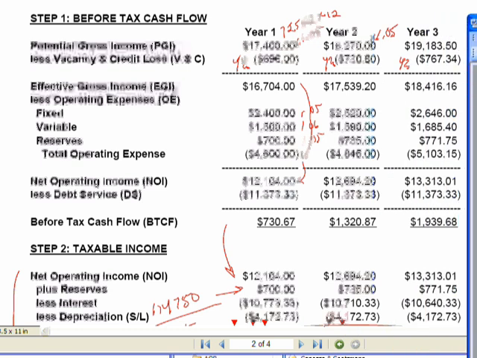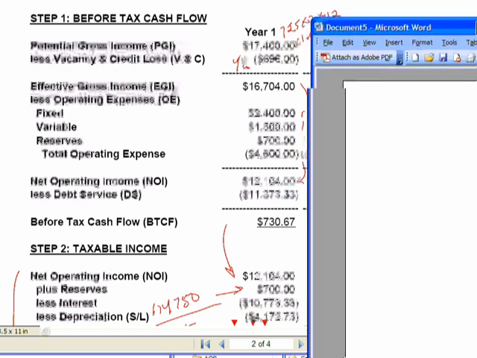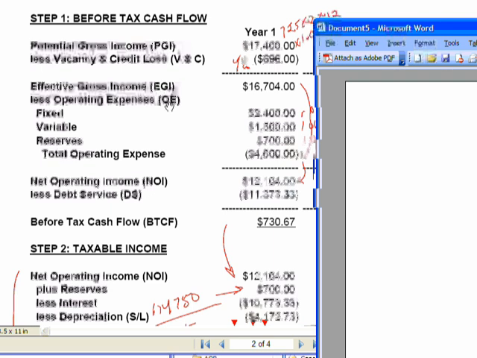Notice the debt service doesn't change each year. Each year it's $11,373.33. It's the rate the mortgage is being amortized that changes each year. The debt service is constant. It's the same payment every year. Now, subtracting out the debt service, that gives us before tax cash flow. So for the first year, it's $730.67. So we just created the operating statement, or the pro forma, for the property for year 1. From PGI minus vacancy and credit loss equals EGI, minus your operating expenses equals NOI, less debt service, that equals your before tax cash flow.